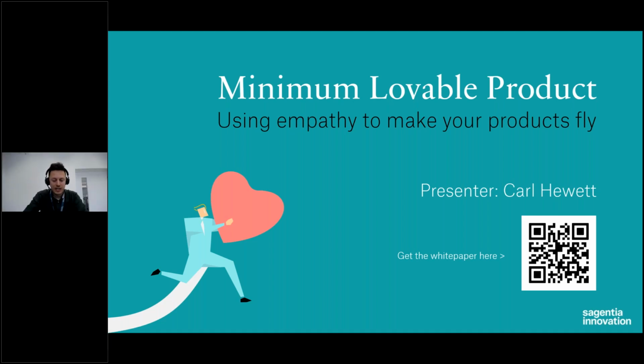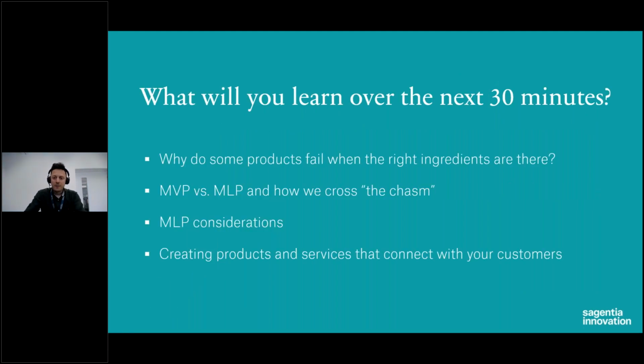So, as Kate said, today I'll be talking about Minimum Lovable Product. We'll take about 30 minutes to go through the content. We'll start with a bit of framing and context around products, why they fail when on the surface the right ingredients are there. We'll do some definitions very quickly of MVP versus MLP and how we cross the chasm. We'll then look at some considerations for MLP and then finally conclude with ways in which I think you can introduce methodologies, techniques, so you can connect with your customers to achieve a minimum lovable product.